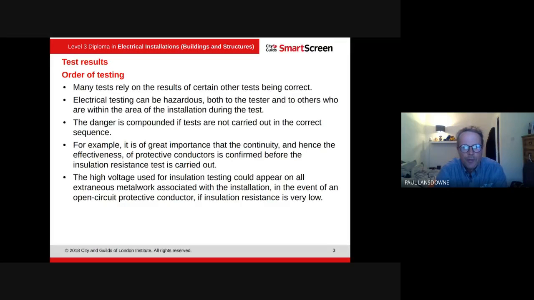For example, it is of great importance that the continuity, hence the effectiveness of the protective conductors, is confirmed before insulation resistance is carried out. The high voltage used in the insulation resistance test could appear on extraneous metalwork associated with the installation in the event of an open circuit protective conductor, if the insulation resistance is very low. So we've just got to be careful when we're doing our tests, and it's just the test order like we discussed earlier.